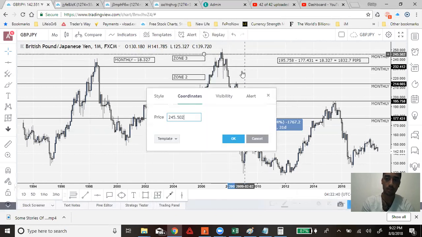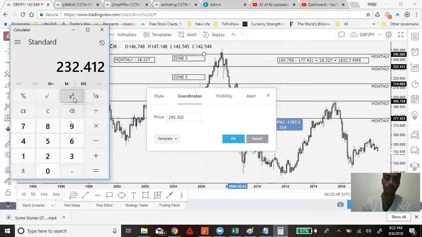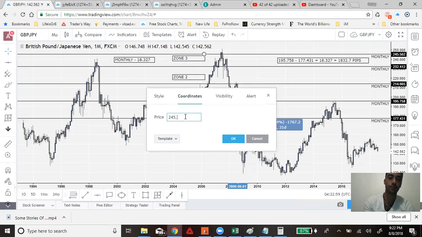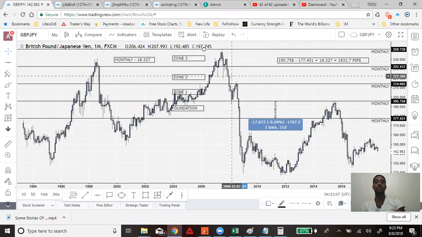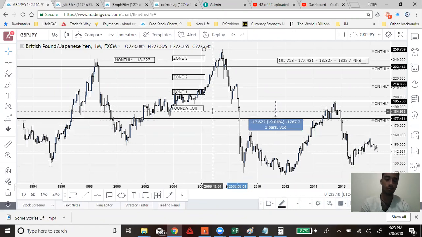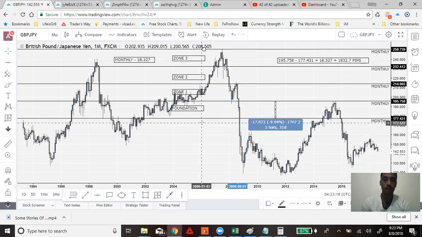So we're going to take the 232.412 plus our monthly key level, plus 250.739. Wow. As you can see, price wicked that area and then pushed down. Pretty. So now for the bottom zones, we're going to take this number right here, 177.431.